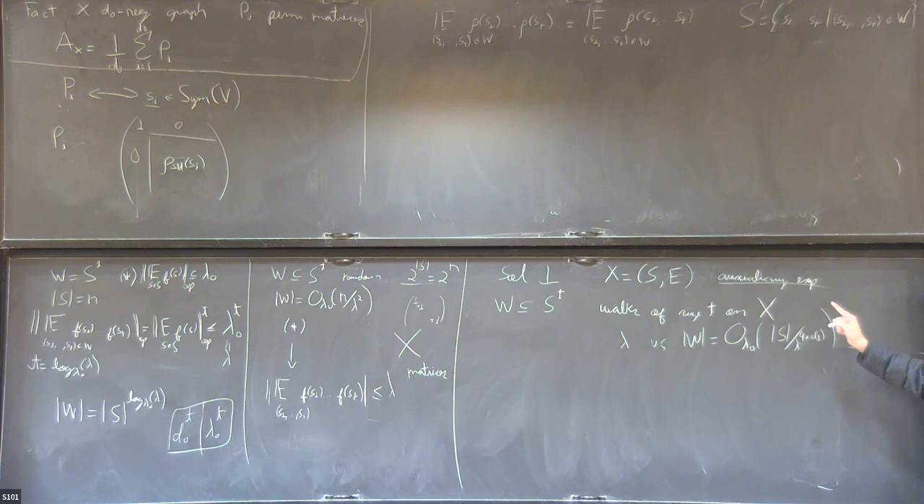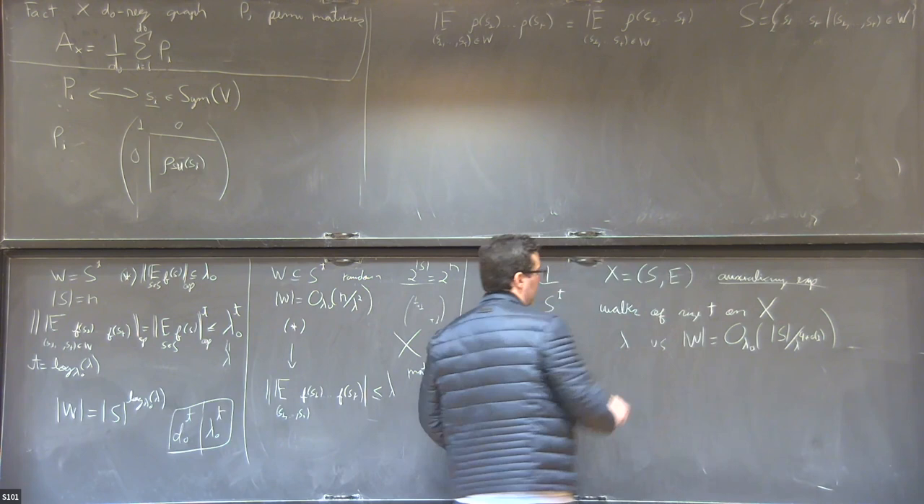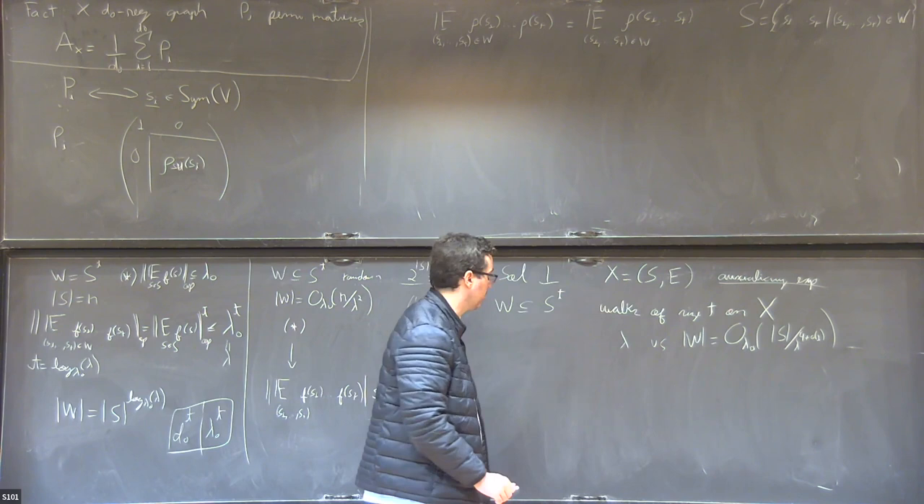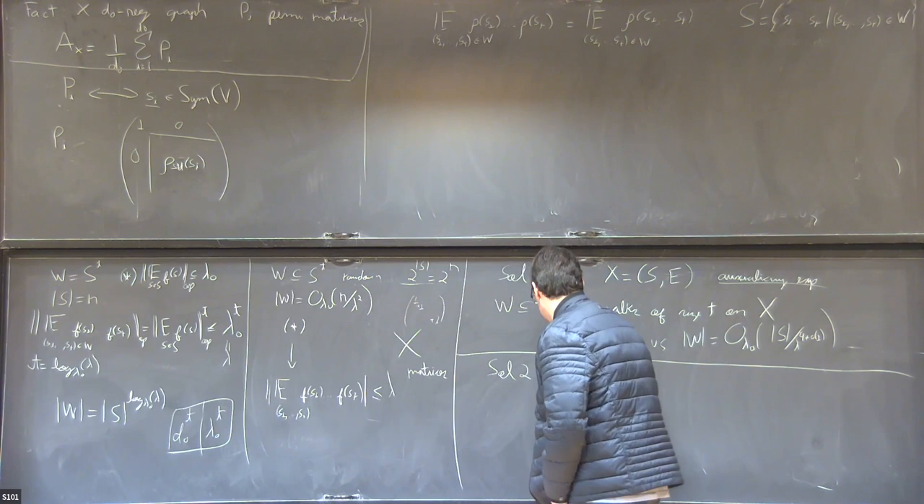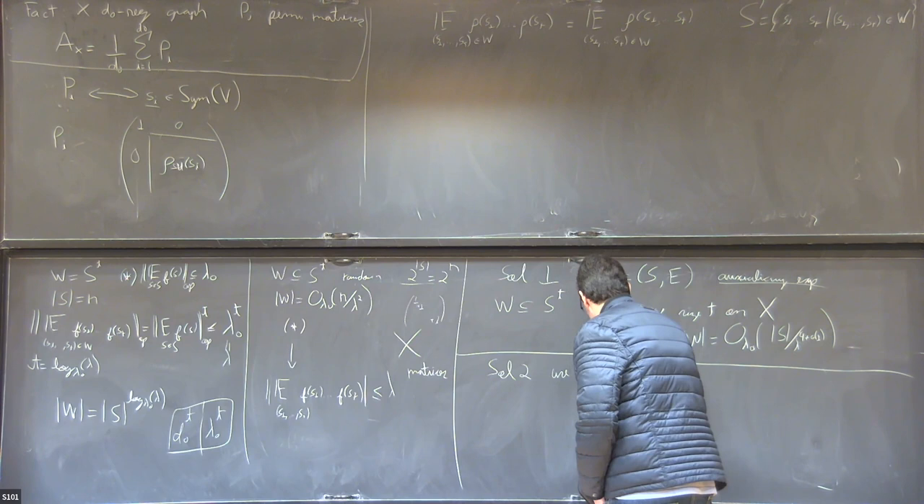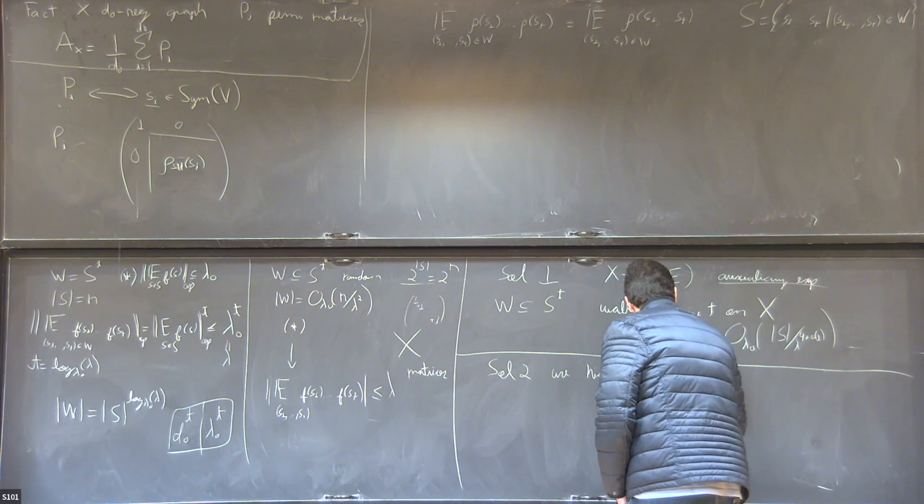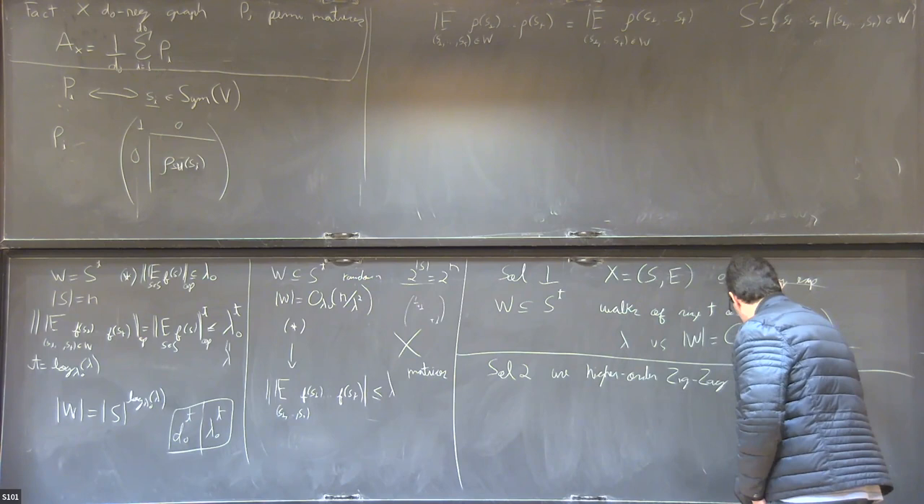So G is an arbitrary auxiliary expander. It's going to be close to Ramanujan because we want better parameters, but it's sort of a generic expander. And solution two is going to use the high order zigzag product of Ben-Aroya and Ta-Shma from 2008, to derandomize solution one.